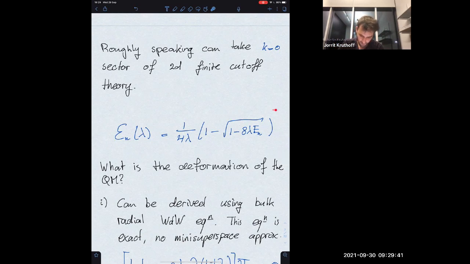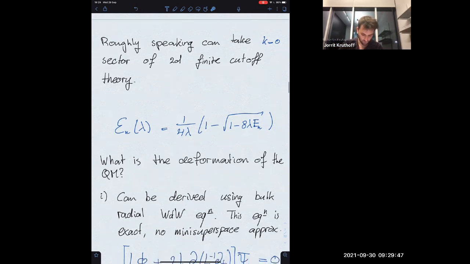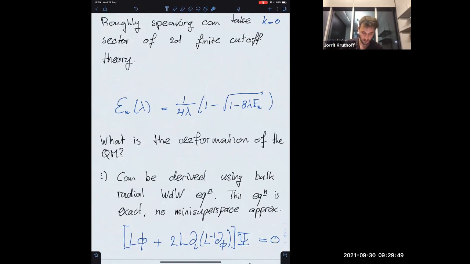To understand why this is the correct deformation, one way of doing that is by looking at JT gravity, the bulk JT gravity, and doing a radial ADM decomposition in the bulk. And writing down the constraints that a wave function, the Wheeler-DeWitt wave function, needs to satisfy. And there are certain constraints that need to be satisfied that follow just from diffeomorphism invariance.